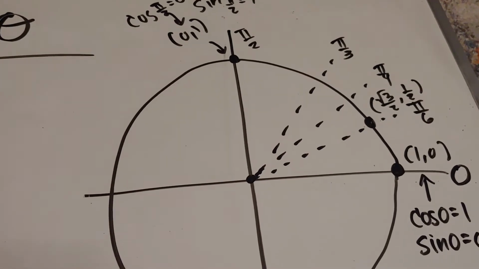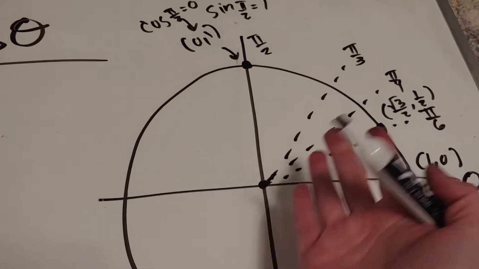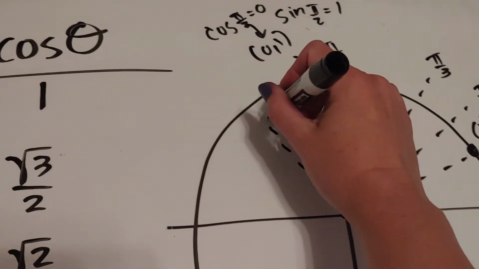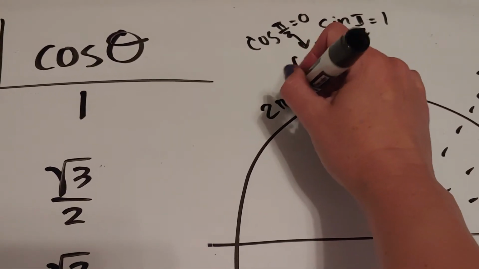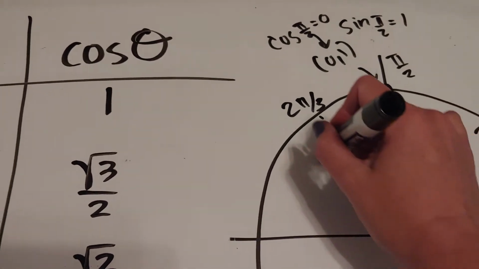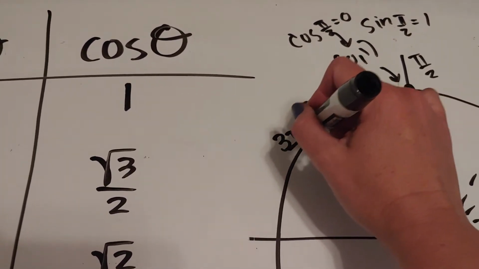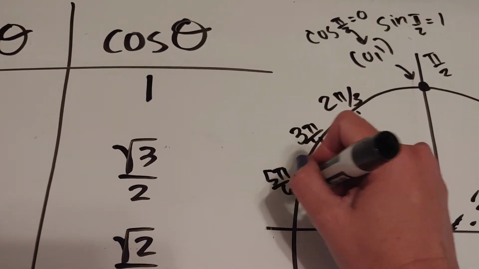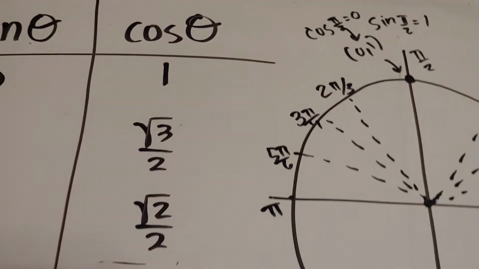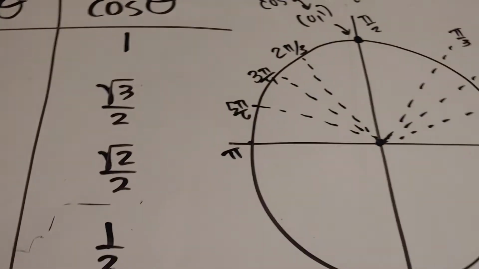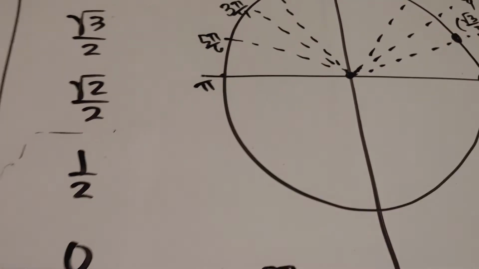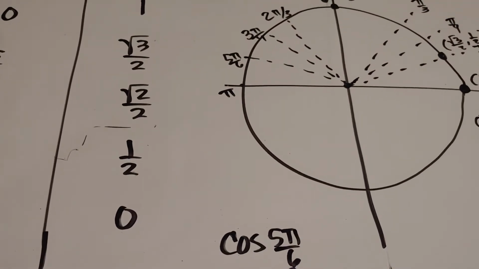The reason why this is useful is because we can use reference angles. So here in the second quadrant, this is 2pi/3, this is 3pi/4, this is 5pi/6, and this is pi. So if somebody came along and said, Jen, what is the cosine of 5pi/6? What's the cosine of 5pi/6?